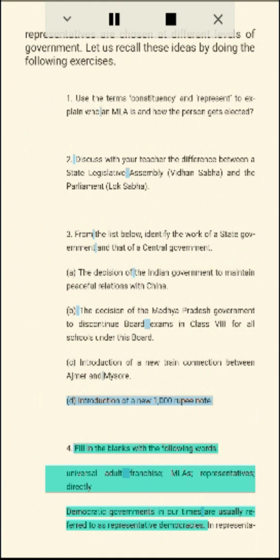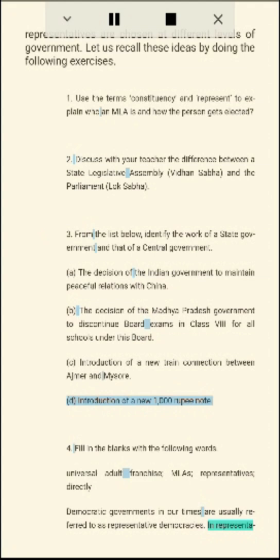4. Fill in the blanks with the following words: universal adult franchise, MLAs, representatives. Directly democratic governments in our times are usually referred to as representative democracies. In representative democracies, people do not participate.